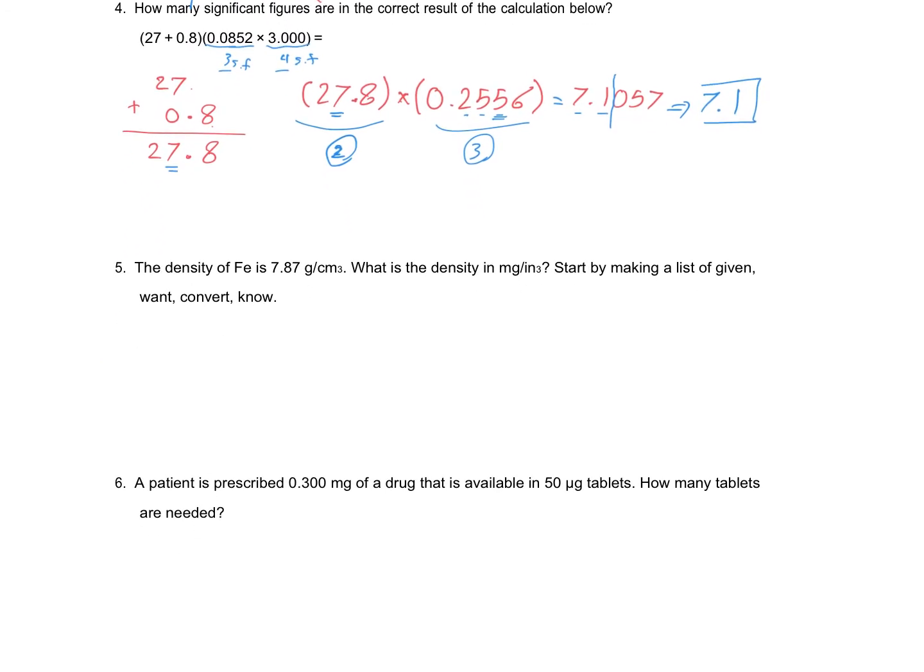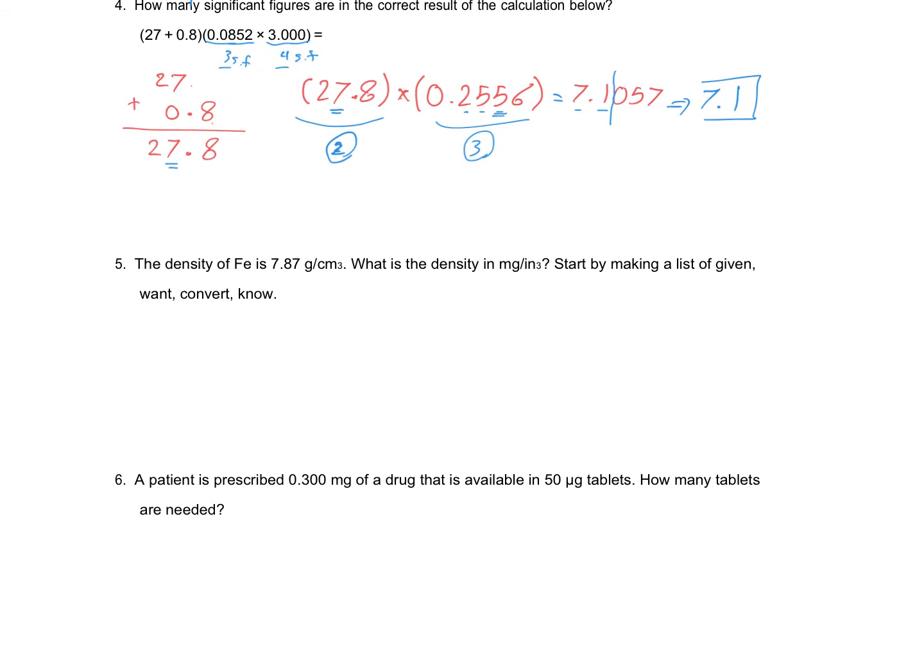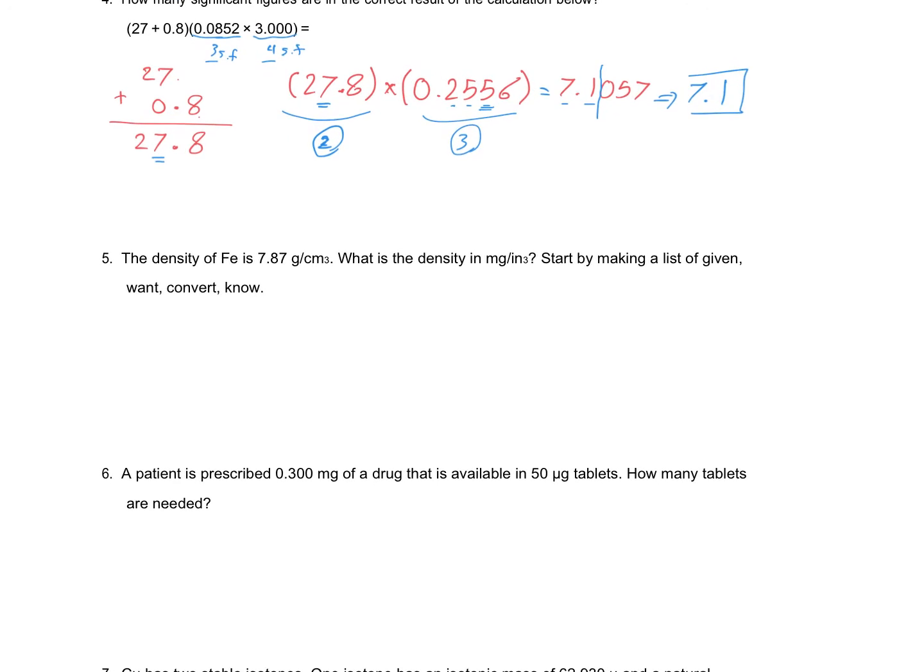Okay. Next question is dimensional analysis. For dimensional analysis, we have to set up the chart as I told you in the lecture notes. We make the chart of given, wanted, convert, and know. What do we know about this conversion?